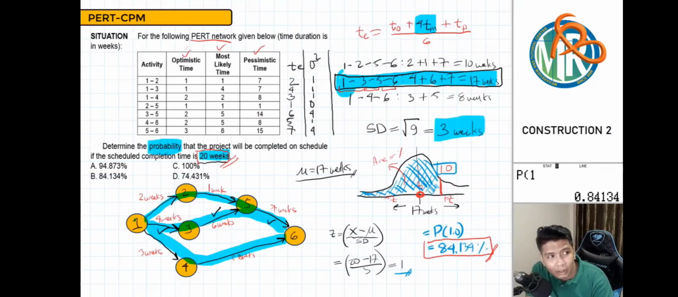But again, the effectivity of this will depend on the reliability of the data that you have here. That's the hard part. The computation is very procedural. In the construction industry, what is really difficult to secure is the durations per activity. So anyway, for number 14, our answer would be letter B, 84.134%.